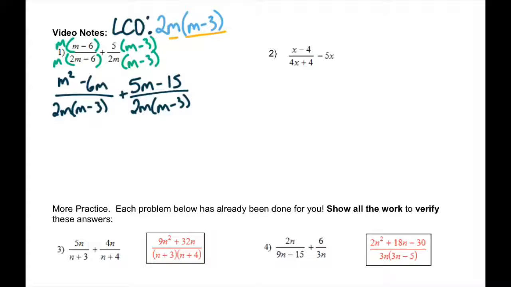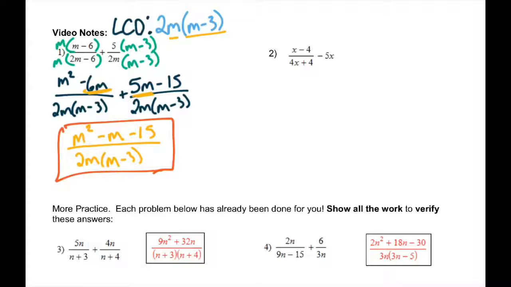Next, we want to combine our numerators. So I've got m squared minus m when I combine these like terms, minus 15, all over 2m times m minus 3. And the last step would be to try to factor the numerator just to see if anything could maybe cancel out. So I'm looking for something that can multiply to be negative 15 and add to be negative 1. And I don't think anything's going to do that because 15 is 5 and 3. Those don't have a difference of 1. So this is our final answer right here.